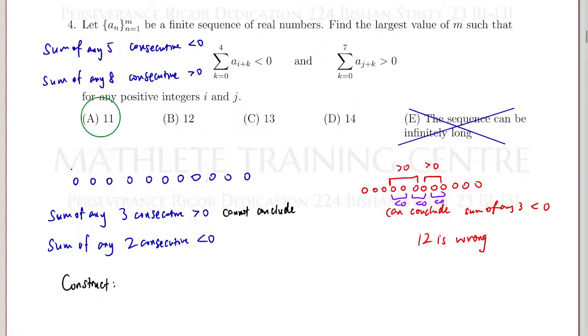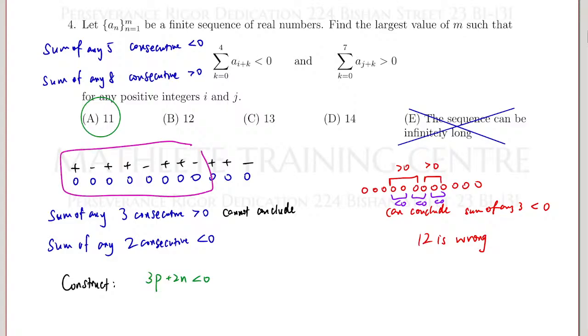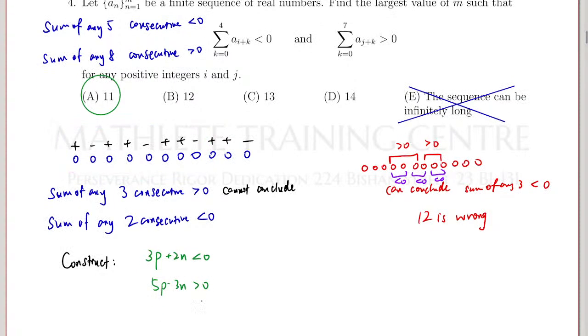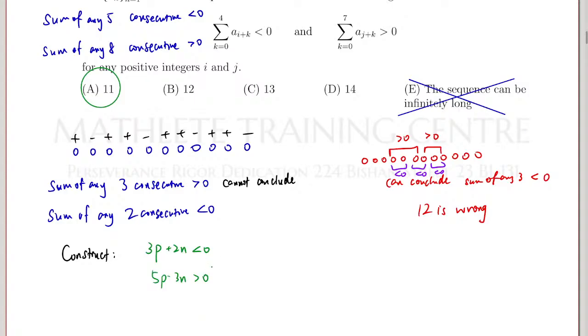So let me label it first so that I don't have to keep on referring to it. If I want them to be true, I can call the positive one P and the negative one N. So we can conclude that 3P plus 2N must be less than 0. But at the same time, if I take 8 of them together, I can see that 5P minus 3N must be bigger than 0. So how to choose certain numbers that look like this?